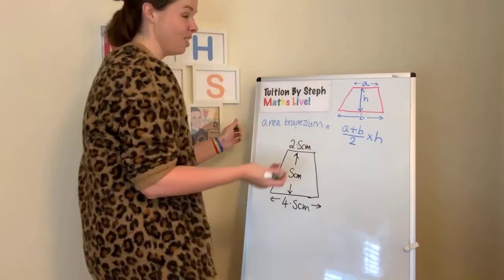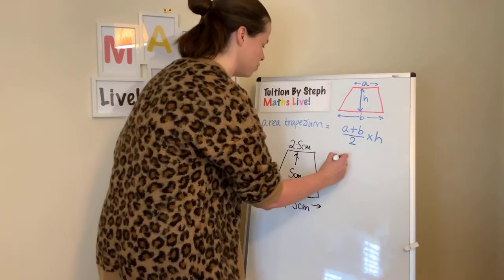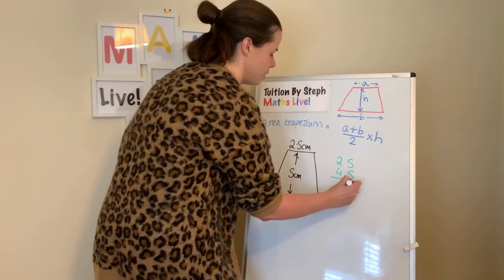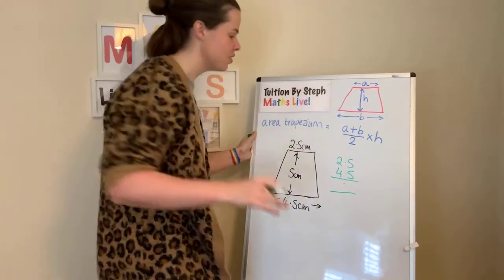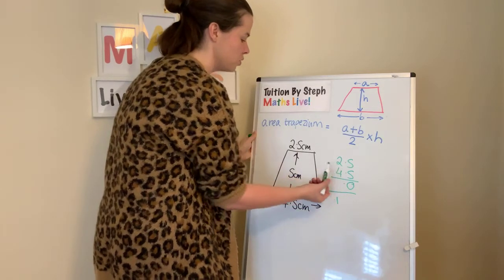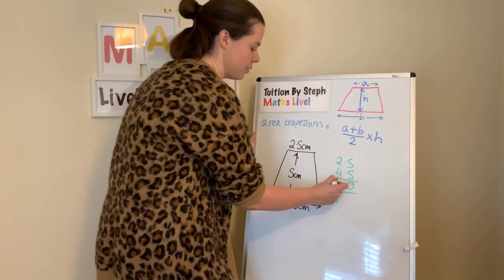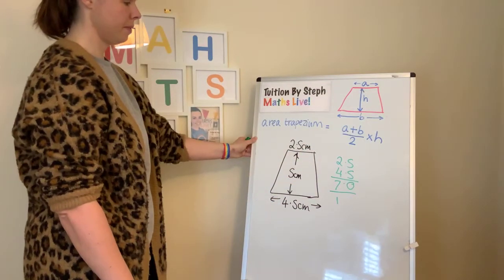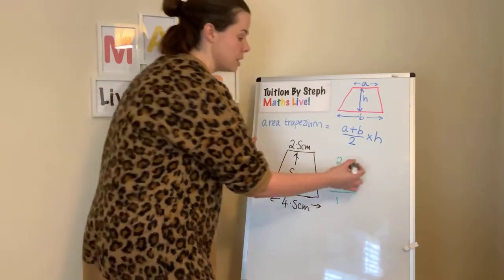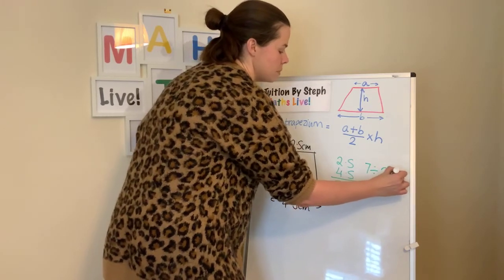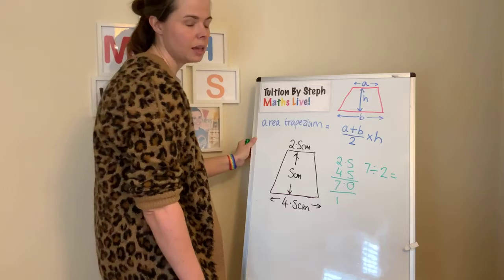Right. Told you. Okay, 2.5 plus 4.5. 2 plus 4 is 6, plus 0.5 plus 0.5 makes 7. Thank you for telling me, honestly. So we've added the A and the B. And now we need to divide it by 2. So 7 divided by 2 is 3.5.